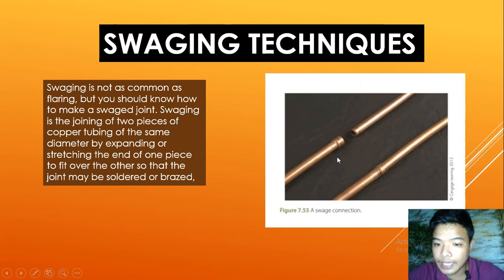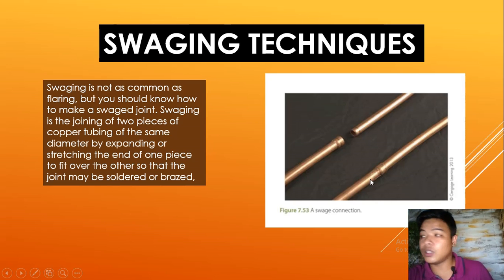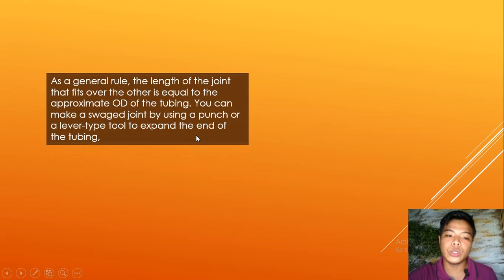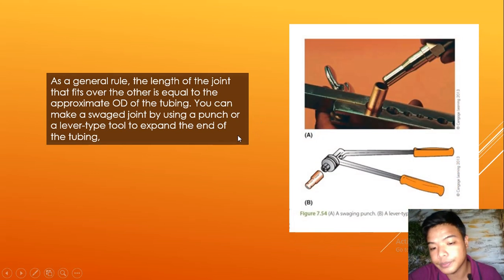Here are the unjoined copper tubes and the joined tubes, the upper one and the lower portion. As a general rule, the length of the joint that fits over the other is equal to the approximate OD of the tubing. You can make a swage joint by using a punch or a lever type tool to expand the end of the tubing. Here, a swaging punch, this letter B.